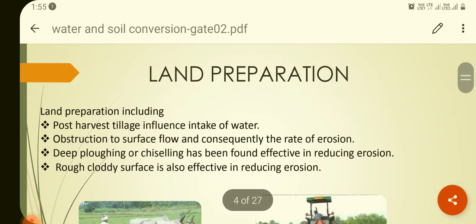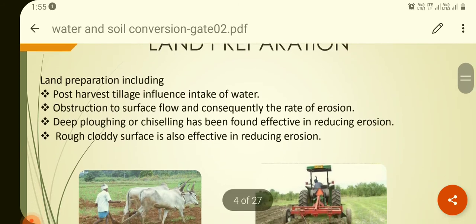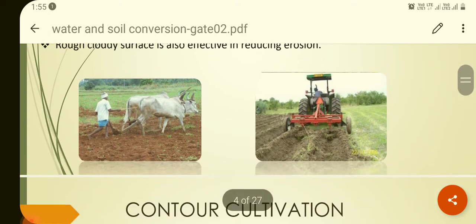So first we'll see about land preparation. Land preparation, including the post-harvest tillage, influences intake of water, obstruction to the surface flow, and consequently the rate of erosion. Deep ploughing or chiseling has been found effective in reducing erosion. Rough loose surface is also effective in reducing erosion.